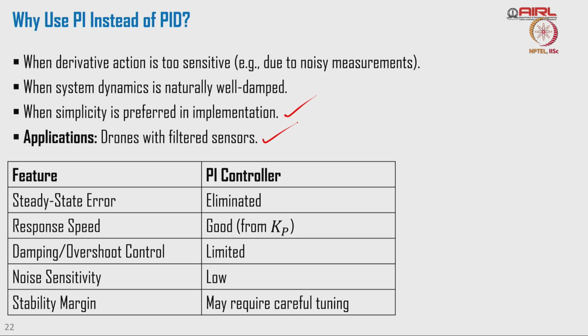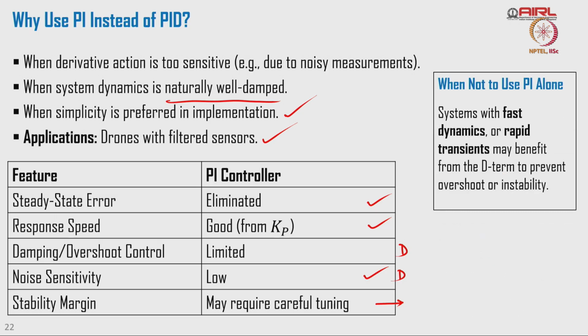What happens here? The steady state error for the PI controller will be eliminated because of the influence of the integral part. Response speed will be good from Kp. Damping or overshoot control will be limited because we do not have the derivative term. So, we have to see whether the system is naturally well damped or not, otherwise PI control might not be a good alternative to PID. Okay. Noise sensitivity will be low because we do not have D. Again, stability margin we have to check with proper tuning.